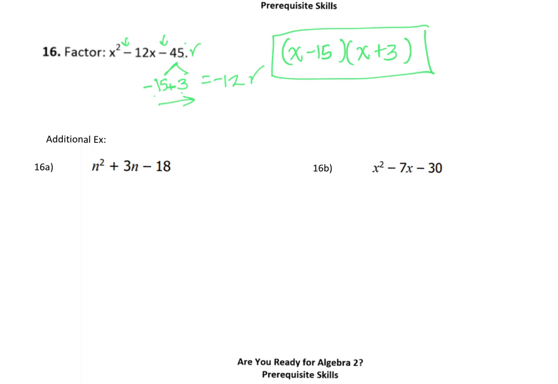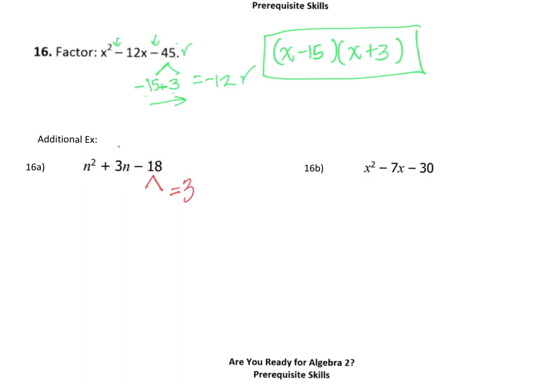Okay, 16a, we are multiplying here. We have n squared plus 3n minus 18, 1, 2, 3. We make this little factor tree. That's what this little triangle is called, factor tree, if you remember from 6th grade math. We're multiplying to negative 18, but we are adding to the middle term, which is positive 3. So I have a positive and then a negative.